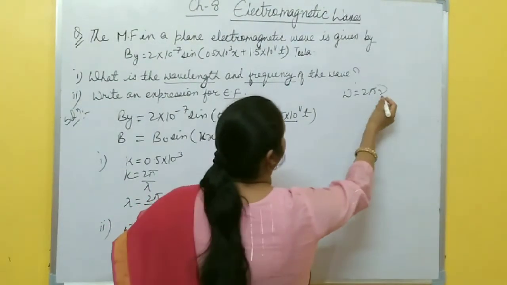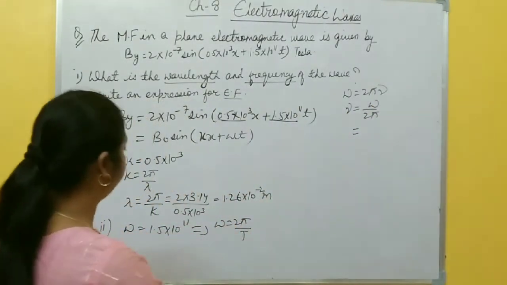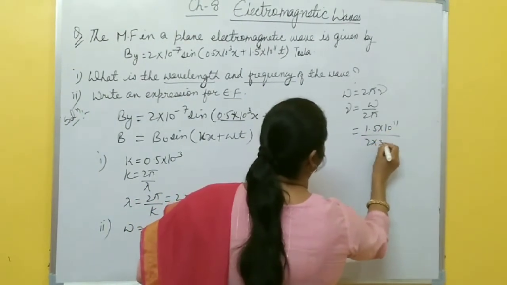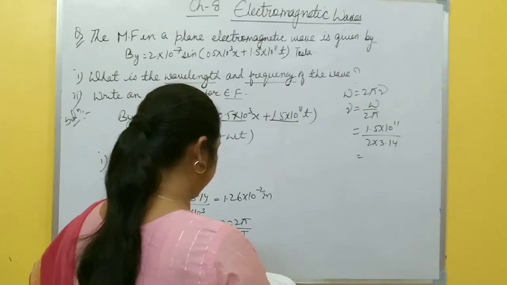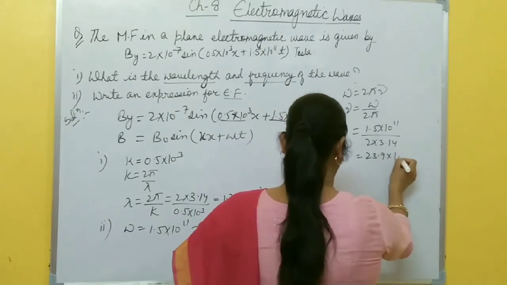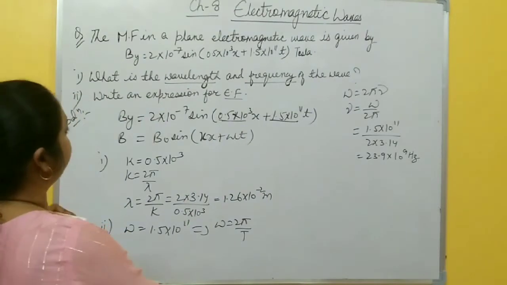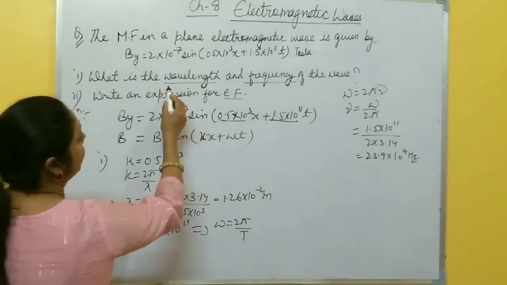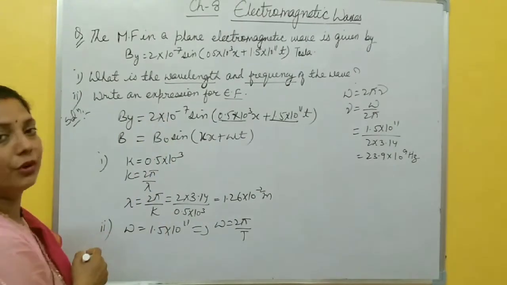So you have to find frequency. So nu equal to omega by 2 pi. What is omega here? Omega is 1.5 into 10 to the power 11 by 2 pi, 2 into 3.14. Okay, and when you solve this one, after solving you get 23.9 into 10 to the power 9 Hertz. Hertz is the unit of frequency. In this way, when you compare this equation By with a standard equation of magnetic field, you get the value of wavelength and frequency. Right? Hope you understood. Now, second one is write an expression for electric field.